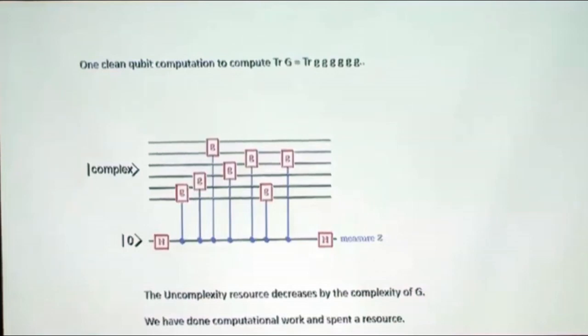Okay? What is true is the expectation value of the Z component is equal to the trace that you're after. All right? So you do this a few times, I don't know how many times, 1,000 times or whatever, and you get a good estimate of the trace of the unitary matrix. At the same time, because these gates will generically tend to increase the complexity of the circuit, they will also decrease the uncomplexity of the circuit. And the amount of uncomplexity that you lose will be roughly the complexity of the unitary whose trace you calculated.